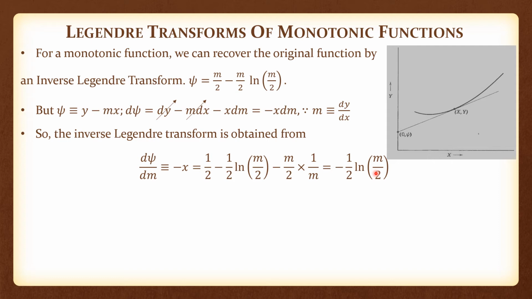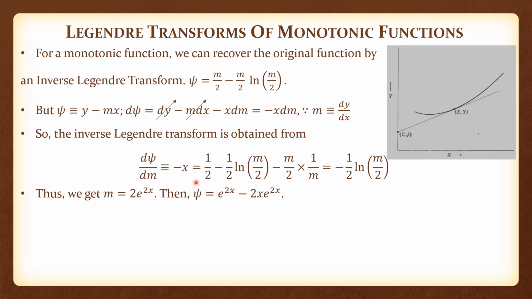So now from this you can convert m back to x. The negative sign and negative sign will get cancelled, so ln of m by 2 is 2x. M by 2 is e power 2x. So m is 2 e power 2x. So I can now substitute m. Now what have I done? I've come halfway. I have expressed psi as a function of x.